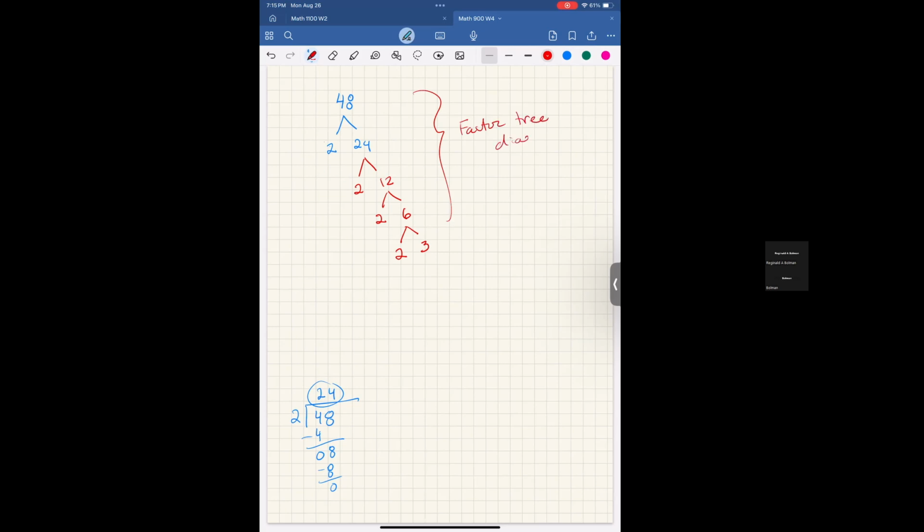I find it immensely helpful to write out these factor tree diagrams. Now, once you have your factor tree diagram, you can list out the prime numbers as being multiplied in series with each other. So 2 is multiplied with 2 is multiplied with 2 is multiplied with 2 is multiplied with 3, and that gives you 48. It's pretty straightforward.